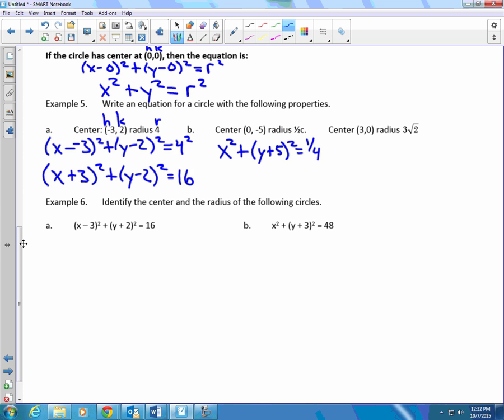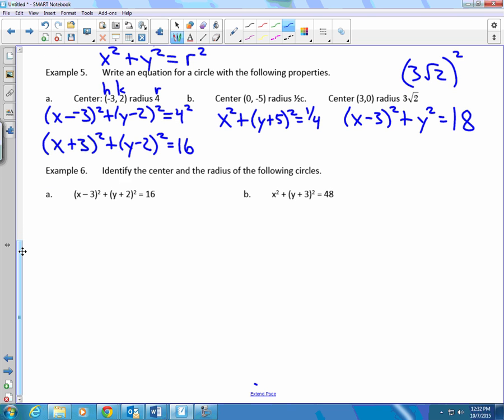Okay, what if the center is (3, 0)? What is the x component? (x minus 3) quantity squared plus, how about the y component? Is equal to, now we have to square 3 root 2. So if you square 3 root 2, you've got 3 squared is 9, and the root of 2 squared is 2, so 9 times 2 is 18, so you get 18. So if I ask you a question like that on your test, can you get that?